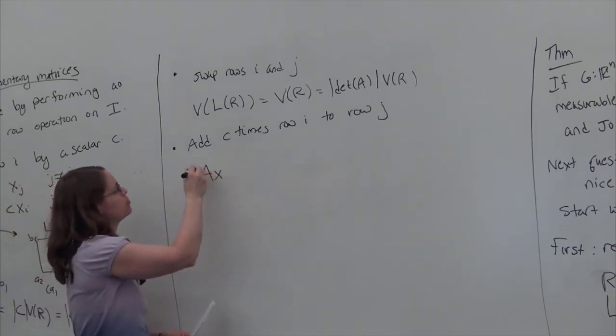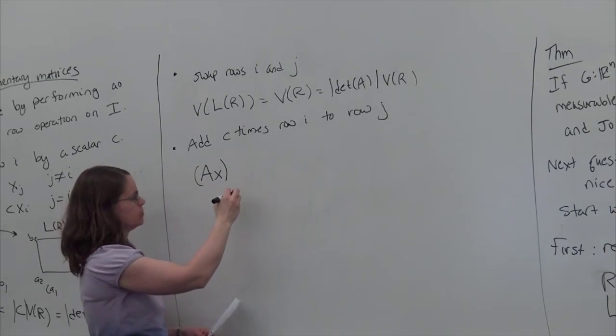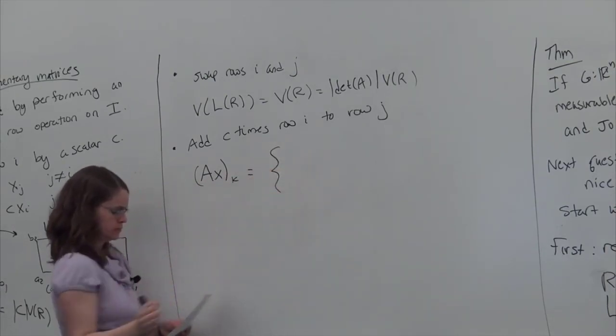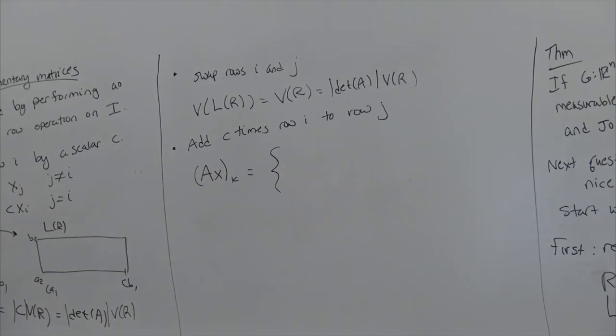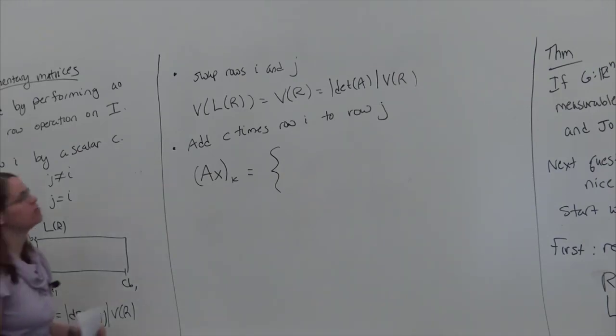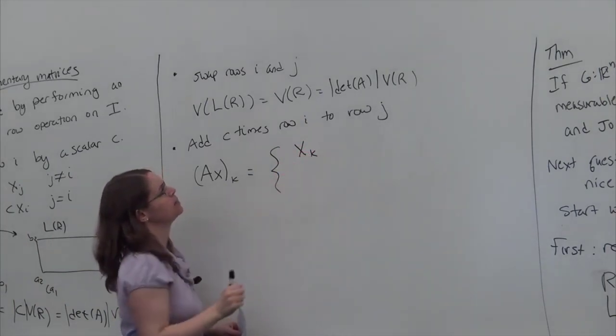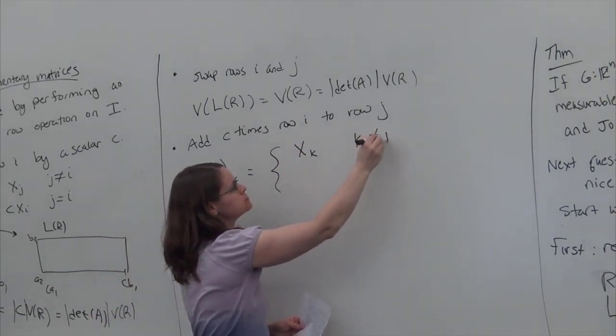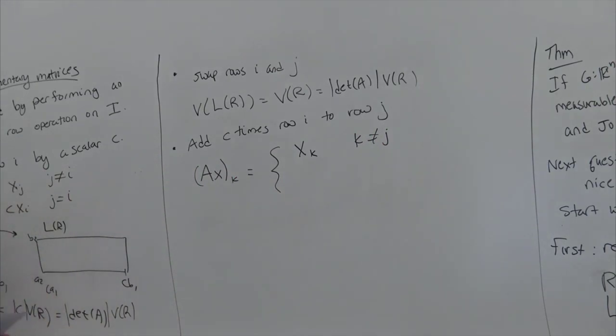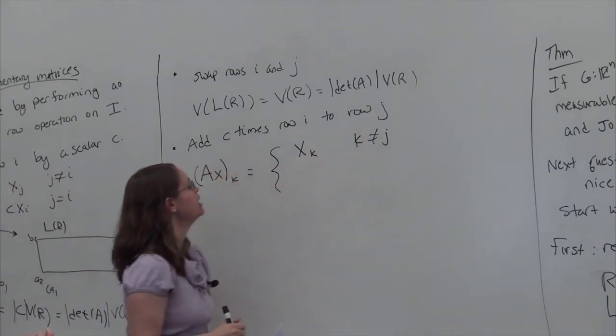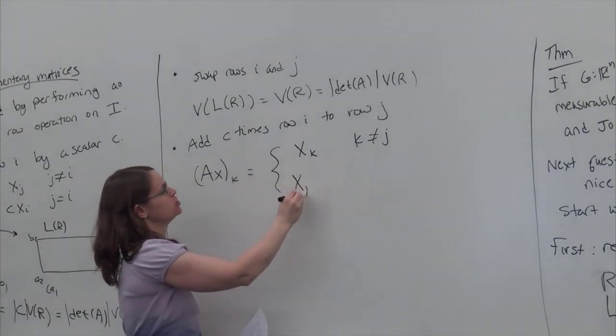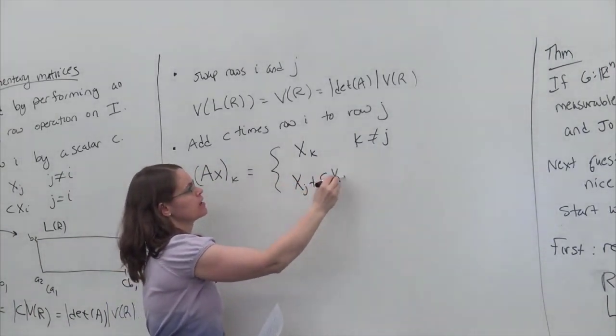Okay, so again, let's do this one explicitly. Again, most of these things, nothing is going to happen, right? We've only changed the action on one row. Otherwise, this thing is the identity matrix. So in most places, nothing is going to happen here. The only place that we're going to change things is right here, row J. And what are we going to do? We're going to start with xj, and then we're going to add C times xi.